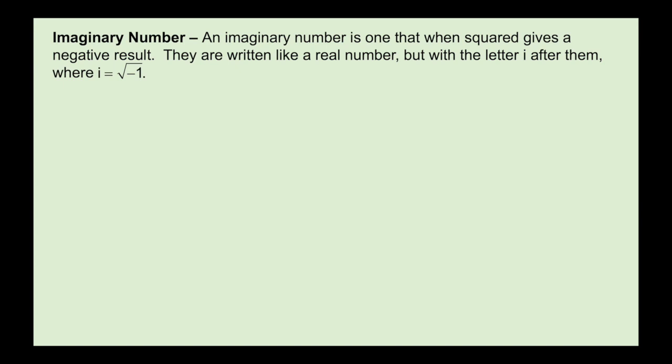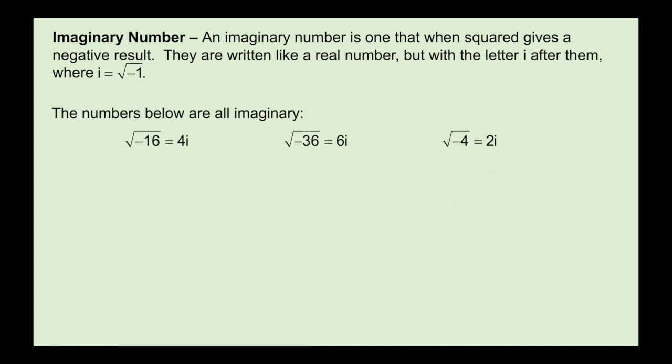They are written like a real number, but with the letter i after them, where i is equal to the square root of -1. The numbers below are all imaginary. If we took the square root of +16, it would give us 4. So we can think of this as the square root of 16 times the square root of -1, where the square root of 16 turns into a 4 and the square root of -1 turns into an i.